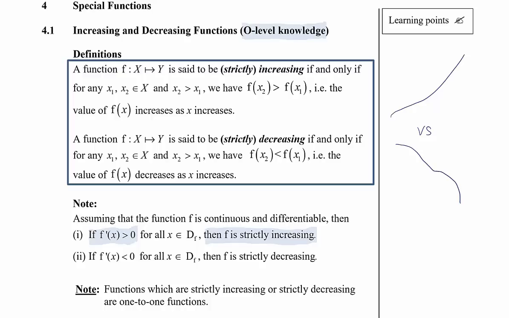What is new in this section is the idea that it must be true for all x within the domain of f. So the domain matters. You may be wondering, why are we revisiting all this O-level stuff? The key thing here is about one-to-one functions. Now, functions which are strictly increasing or strictly decreasing are necessarily one-to-one functions because they will definitely pass our horizontal line test.